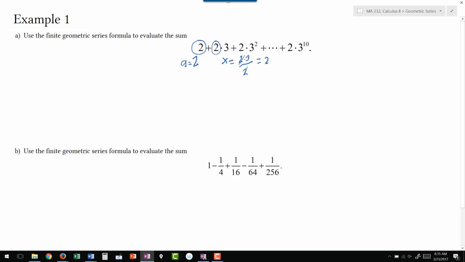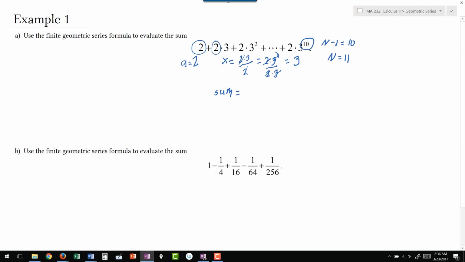And the x we can find by looking at ratios of successive terms. So if we take the second term over the first, we get 3. If we take the third term over the second, we notice the 2's cancel, all but one 3 cancels on top, and so we get 3 in each case. We could also just recognize that we're multiplying by 3 every time. The highest power on 3 is our n minus 1. That's equal to 10 in this case, which means that capital N is equal to 11 for use in the finite geometric series formula.